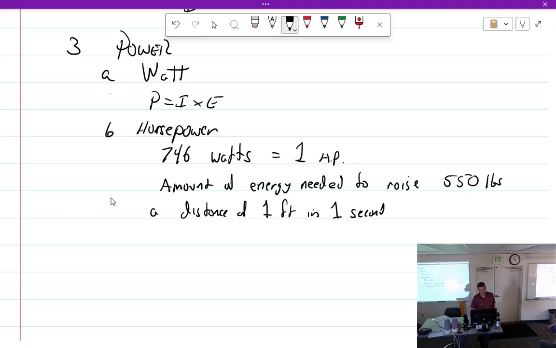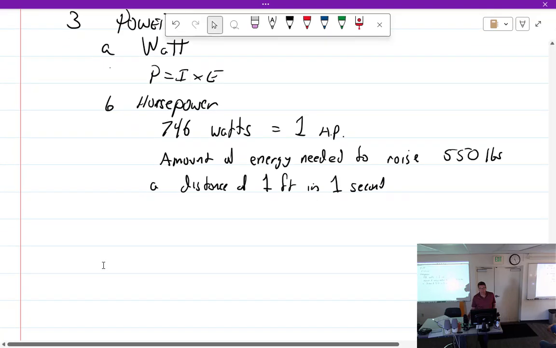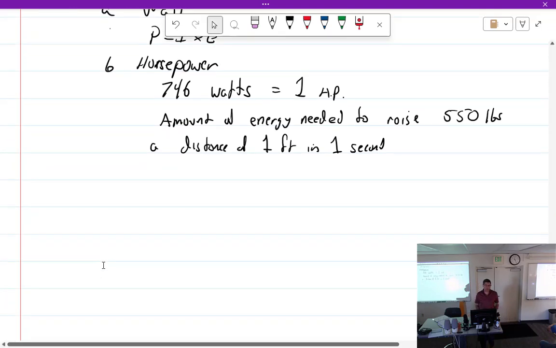So we'll deal with horsepower at some point. You just have to remember it's 746 watts. Most of the time it's given to you. And if 1 horsepower equals 746 watts, then the question will be there.